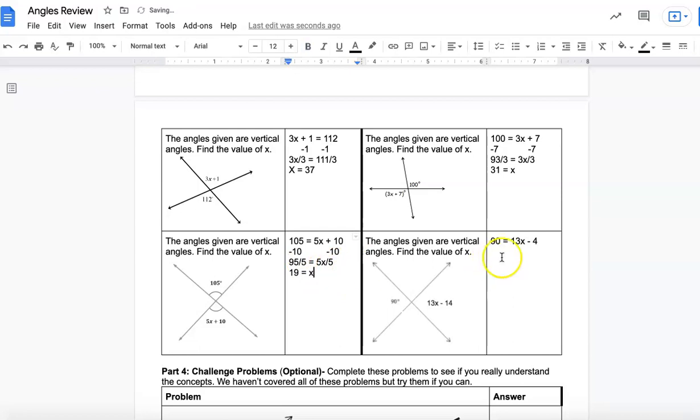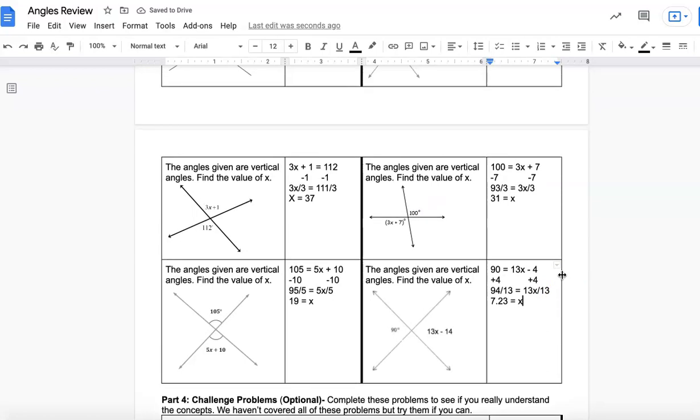19 equals x. And then we're going to add 4. Remember, we have to make sure we're doing the opposite to get rid of this number first. That's 94 equals 13x. 94 divided by 13 is what? Did I do that right? I guess 94 divided by 13 is a long decimal. So divide both sides by 13. You're going to get 7.23. We'll just leave it at 2 decimals, equals x.